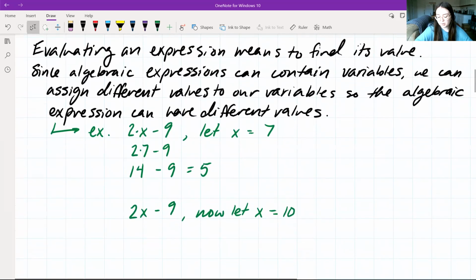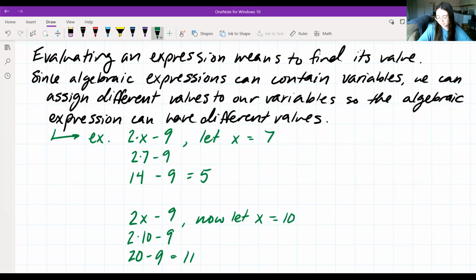Now for our second example, we still have 2x minus 9, but now we're letting x equal 10. So we're assigning a different value to x. Because x is just a letter, it can represent any arbitrary number or value. But for now, we're going to plug in x is equal to 10. So now instead, we'll have 2 times 10 minus 9. Using our order of operations, 2 times 10 is solved first, which is 20 minus 9, and this is equal to 11.